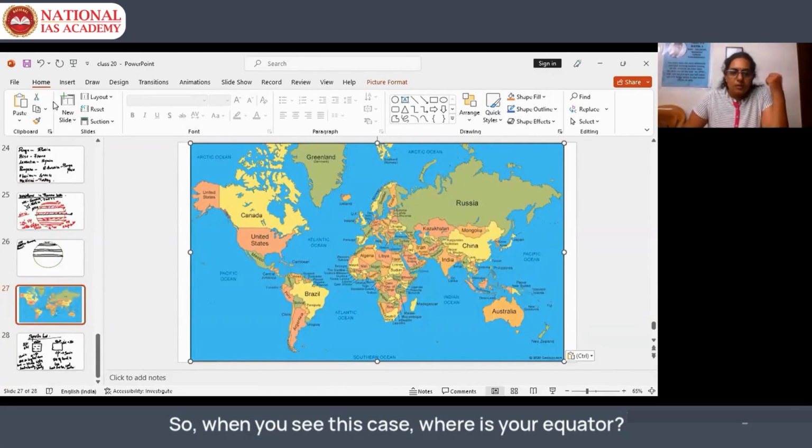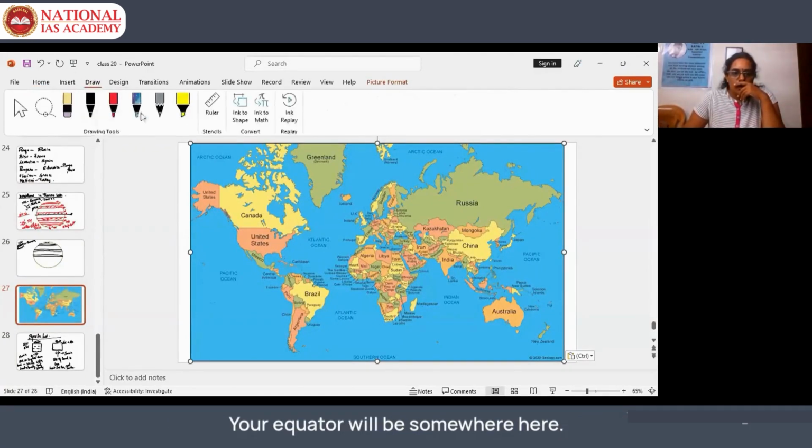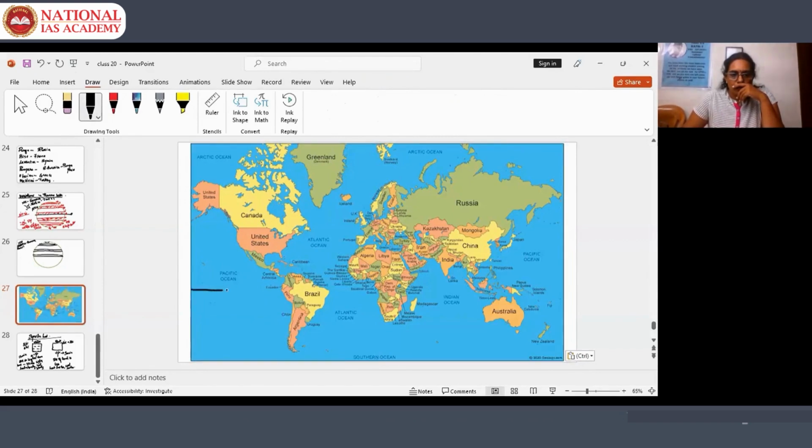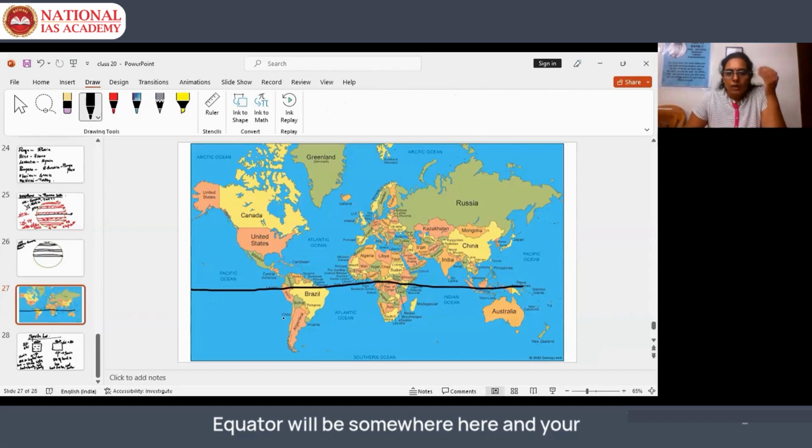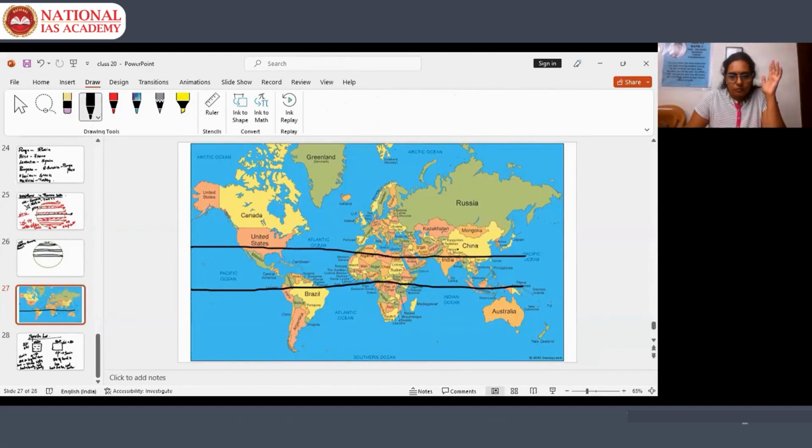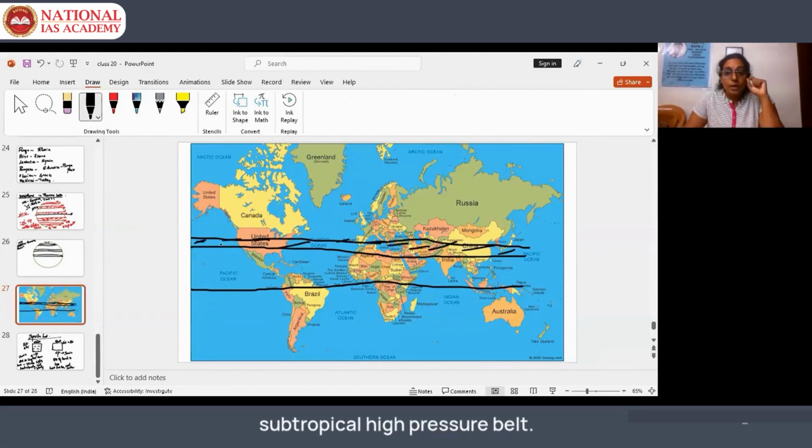So when you see this case, where is your equator? Your equator will be somewhere here, and your pressure belt will be located somewhere here. This is which pressure belt? Subtropical high pressure belt.